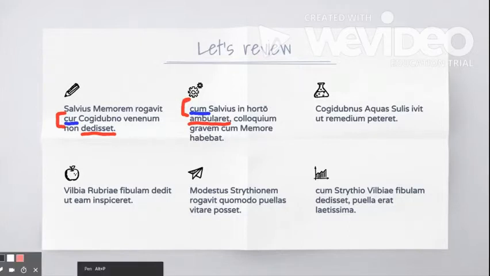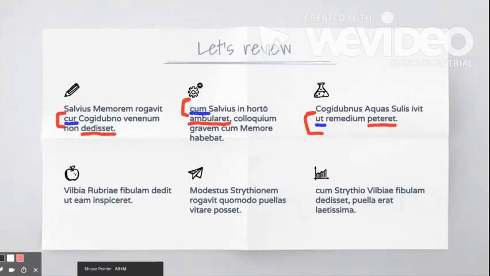In our third sentence here, the subjunctive verb is peteret. So now we're going to look to this part of the sentence to figure out what type of subjunctive clause it is. Do we have a cum in this part of the sentence? No, we do not. Do we have a question word in this part of the sentence? No, we do not. But do we have an ut in this part? Yes, we do. So we can check off our options and we end up with this being a purpose clause. Cogidubnus went to Aquae Sulis in order to seek a cure.